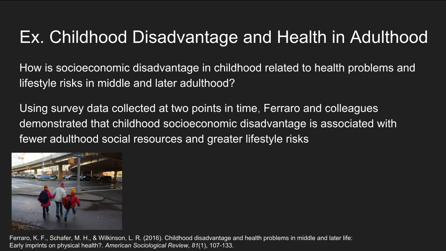A second example of social research was done by Ken Ferraro and his colleagues. They looked at how socioeconomic disadvantage in childhood was related to health problems and lifestyle risks in middle and later adulthood. These researchers used survey data collected at 2 points in time, and they related measures of childhood socioeconomic disadvantage in one survey administered at an earlier point in time to later data collected on a second survey, in which they were able to relate childhood socioeconomic disadvantage with adulthood social resources and health.